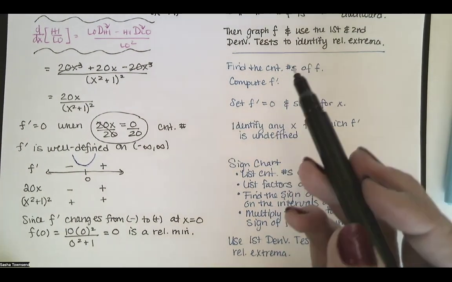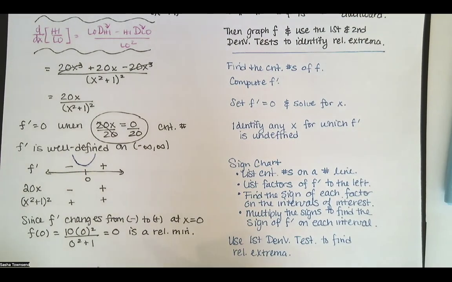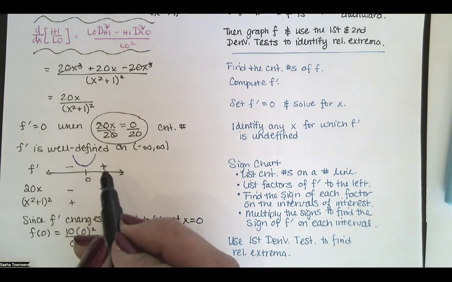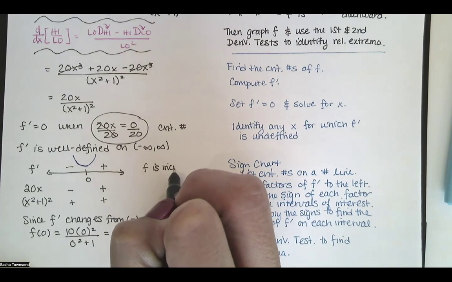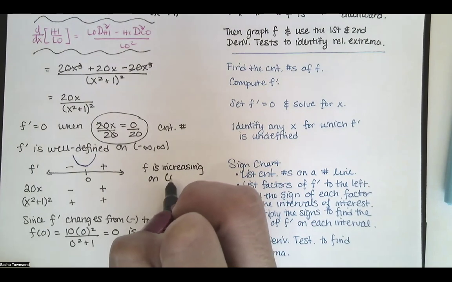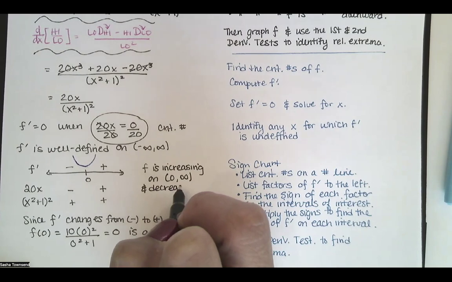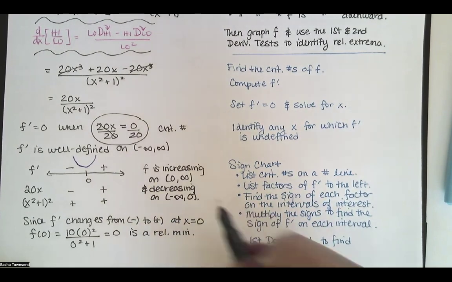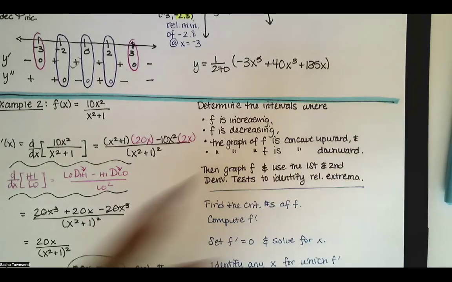So we're asked to identify the intervals where the function is increasing and the intervals where the function is decreasing, and we've done that. When f prime is positive, the function is increasing. So f is increasing on 0 to infinity and decreasing on negative infinity to 0. Okay, so we did that. We took care of those two tasks.